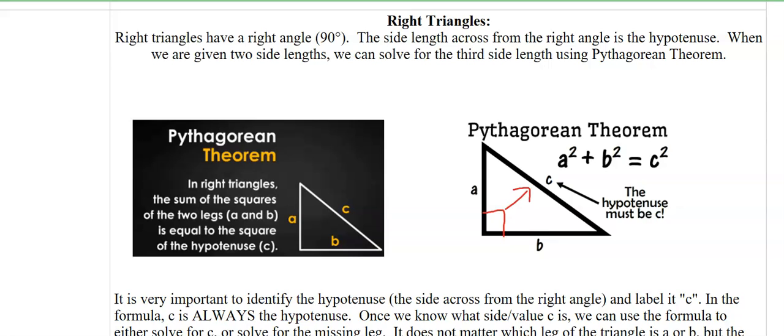So our a and b are the side lengths of our legs. So it doesn't matter which one is a and which one is b. The only thing that matters is that c is the hypotenuse.